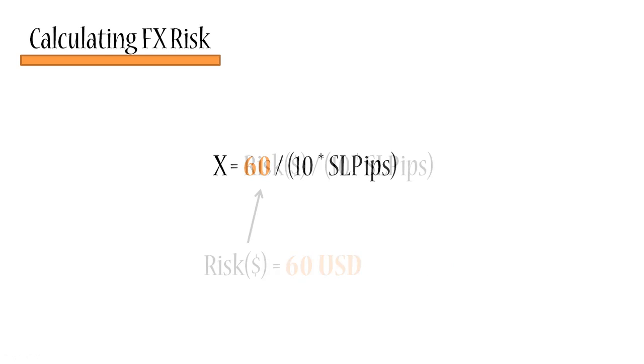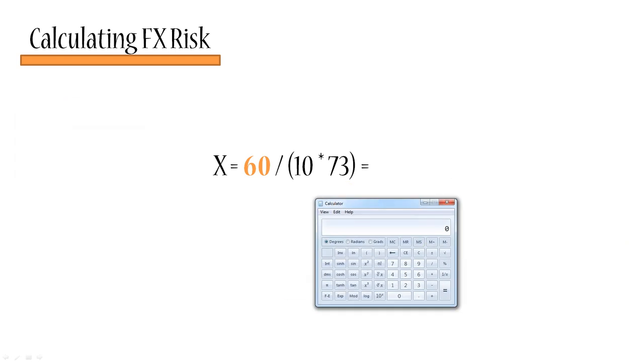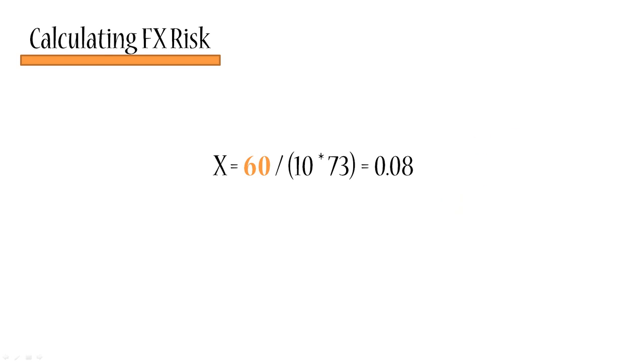So we put that into the formula, and now we can also plug in our stop loss in pips, which was approximately 73 pips. And now if we calculate that, I'll just bring up the calculator here. So 60 divided by 10 times 73 makes it 0.08 lots. So that's good. Now we can exit this presentation.